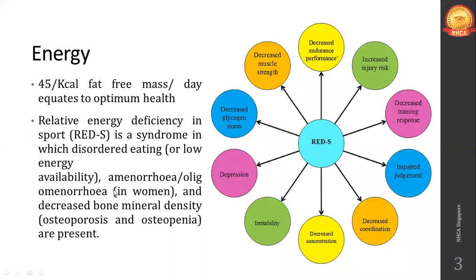So that's about energy. When we go to the chapter of the female athlete, we will discuss the female athlete triad in detail. So if an athlete goes into a relative energy deficiency syndrome, you can expect them to show these signs and symptoms.